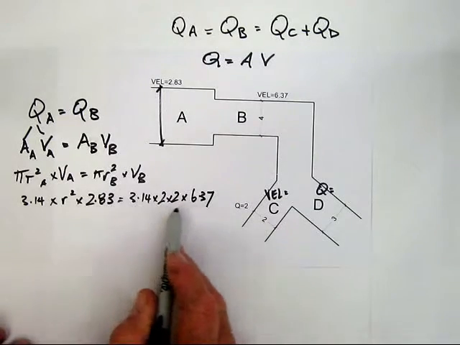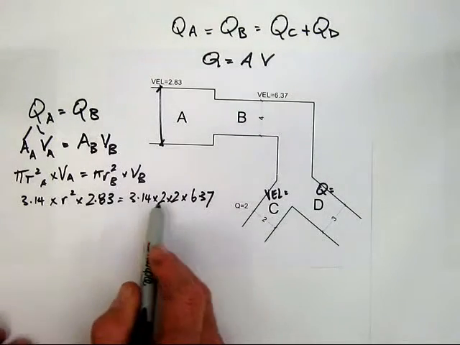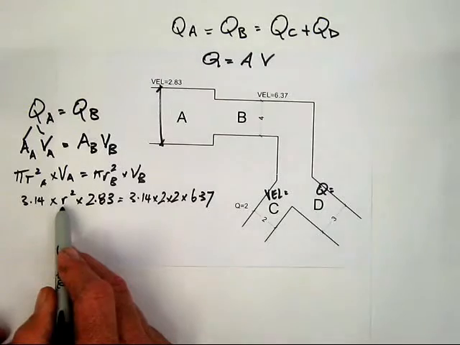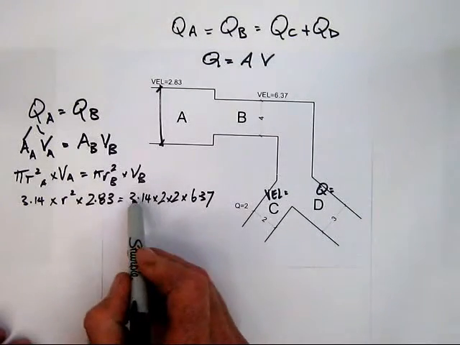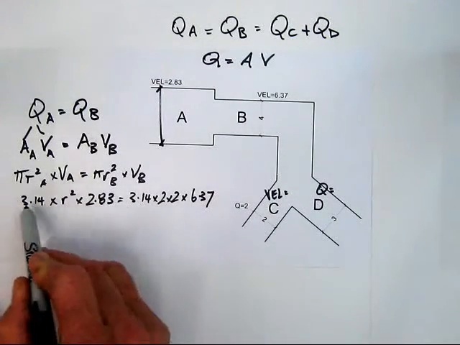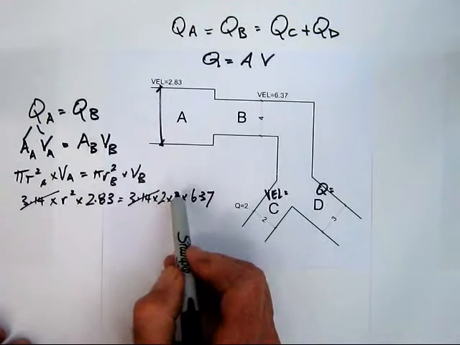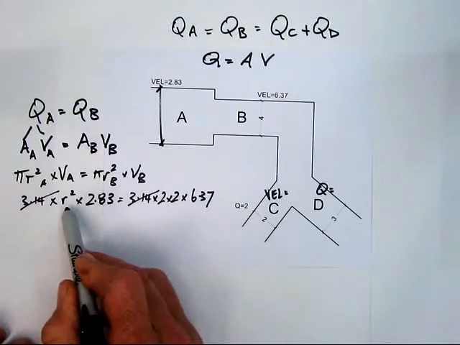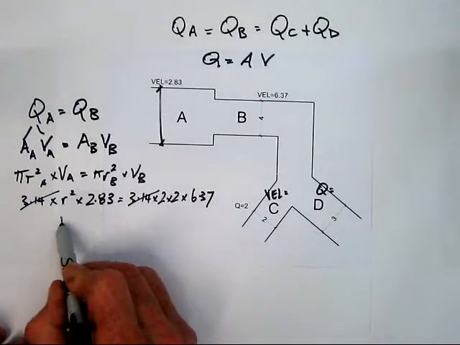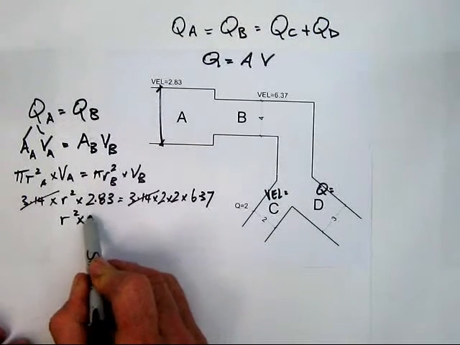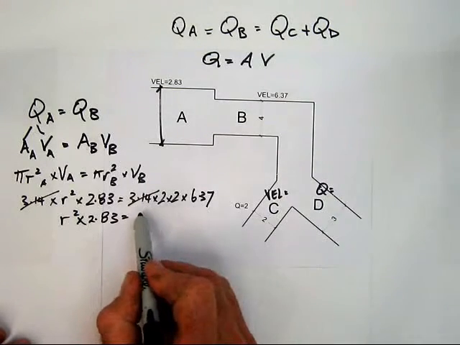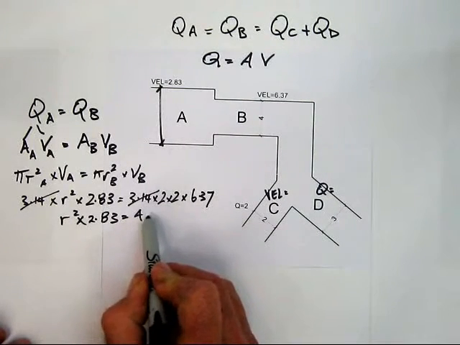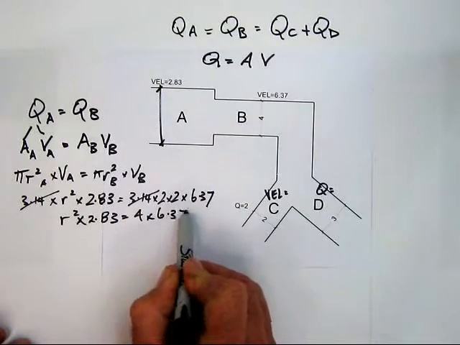So now we can calculate these values and transpose to separate r squared to find the value of r. But what I can see we can do is we've got 3.14 on both sides, so we can just cancel those straight out. And then we're left with r squared times 2.83 equals 4, 2 times 2, 4 times 6.37.